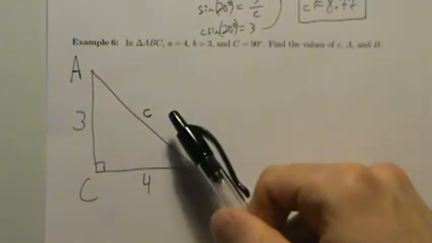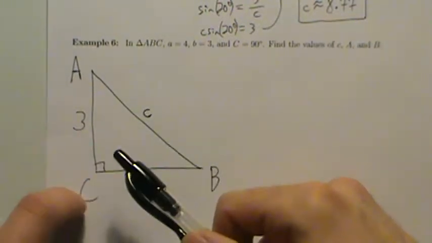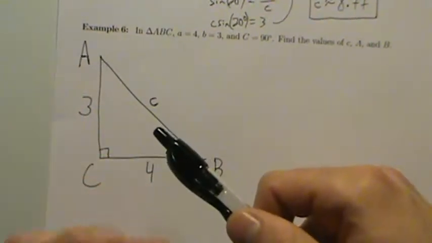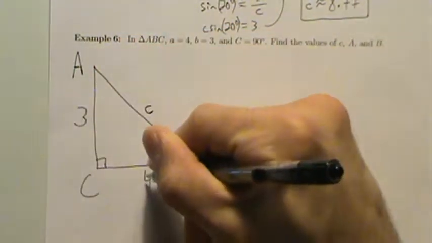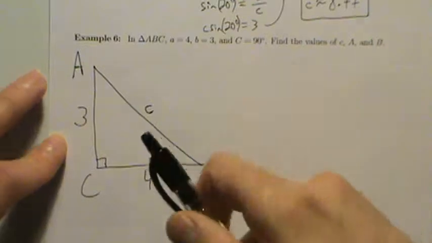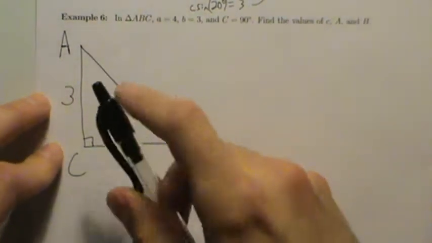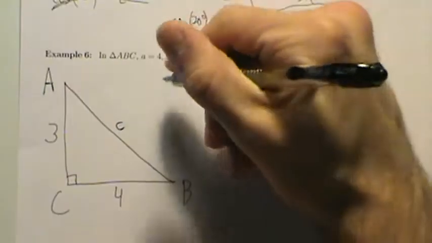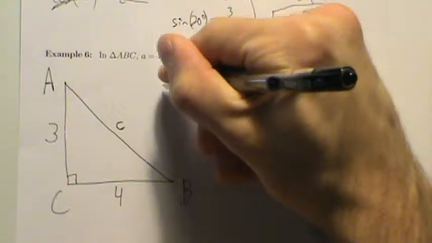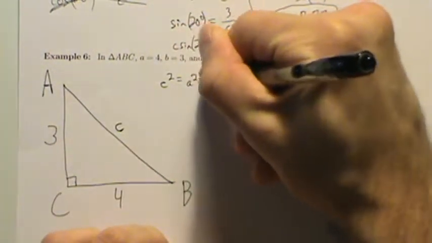All right, now how do we find c, and A and B basically? We're given angle C, we're given this side and this side. So it's a right triangle, one side is 3, one side is 4. This might jump out at you as a 3, 4, 5 Pythagorean triplet. If you have a right triangle where one leg is 3 and the other leg is 4, then the hypotenuse has to be 5. But if that doesn't jump out at you, just remember the Pythagorean theorem: in this case, c squared equals a squared plus b squared.